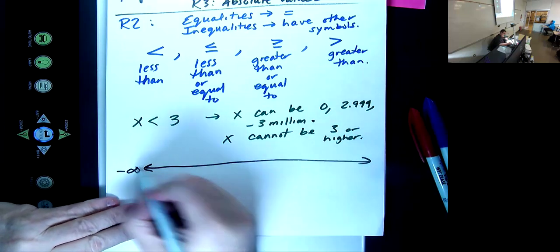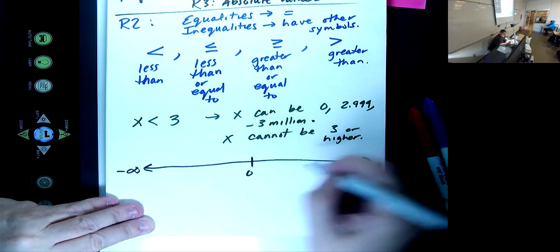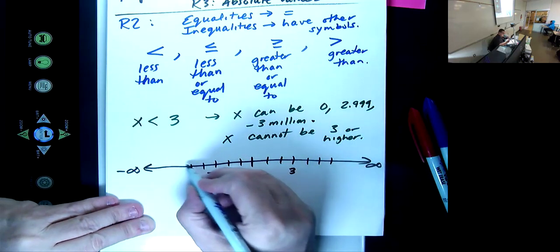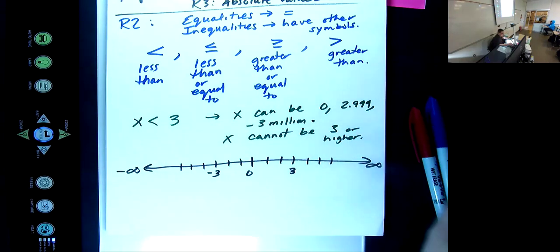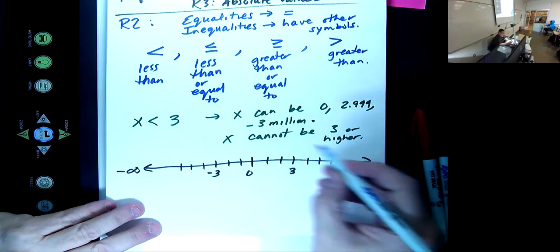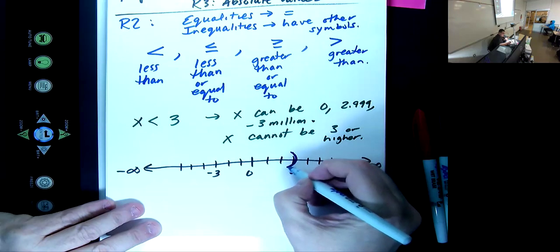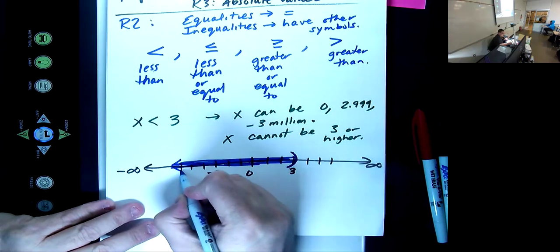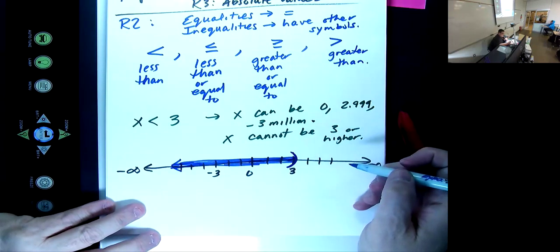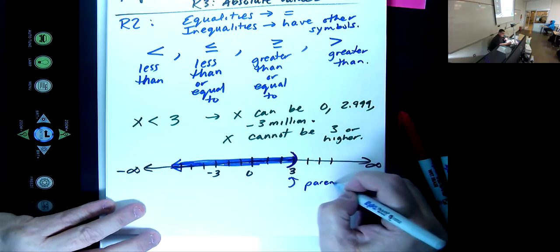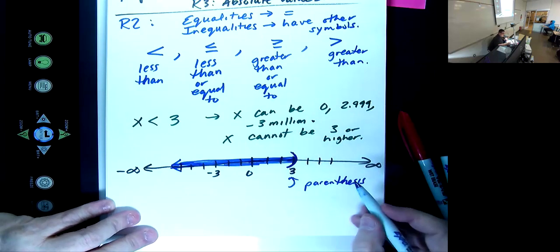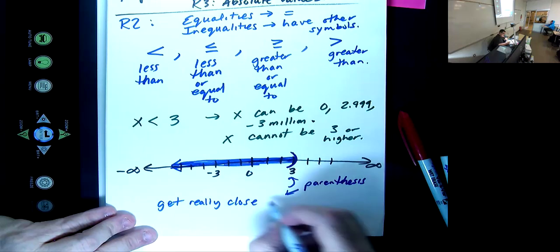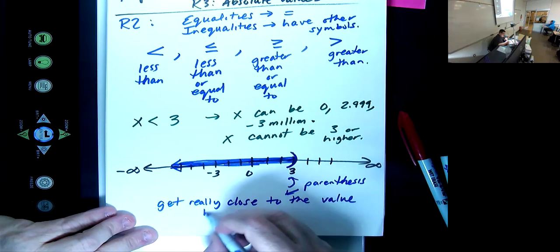The way we show this on a number line, number lines have negative infinity on the left, positive infinity on the right, pick somewhere in the middle for 0. You'll see there's a couple ways on number lines. One common way is doing this, making a parentheses and shading the line. What parentheses always indicate is get really close to the value but never equal to it.